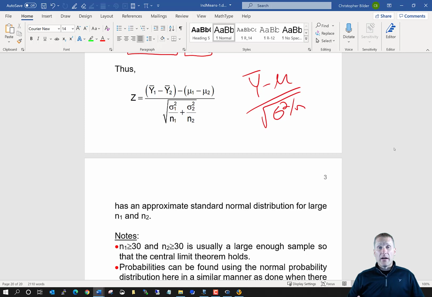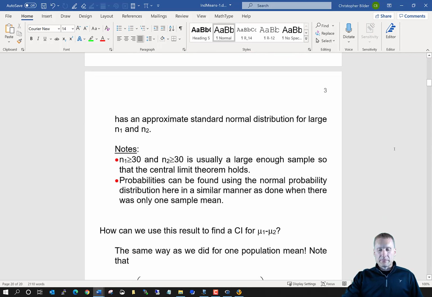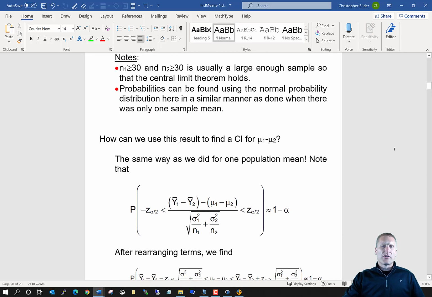So just as a reminder, this is what we worked with before. That had an approximate normal distribution. Now we just replace where we saw y bar with y bar 1 minus y bar 2 and make other corresponding replacements as well. And we get this new quantity z that has a standard normal distribution approximately for large samples. Well, what does large samples mean?